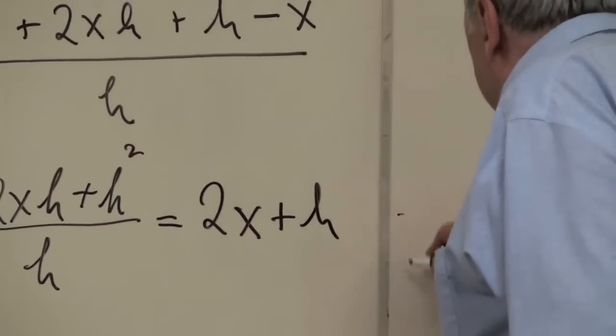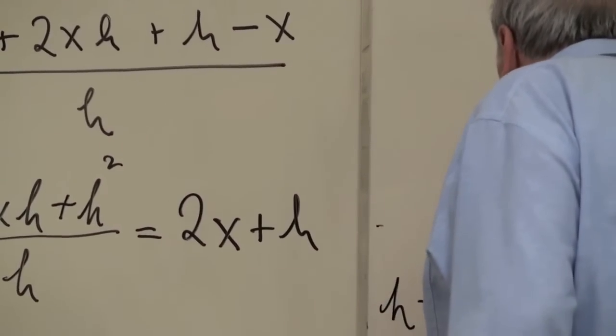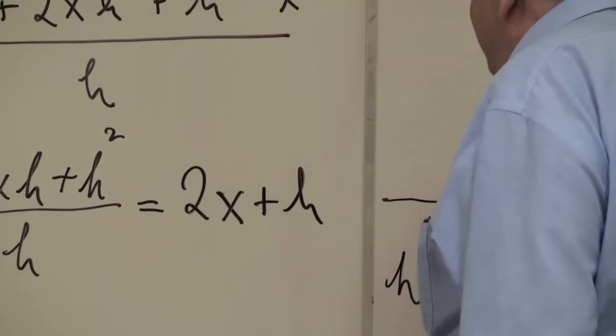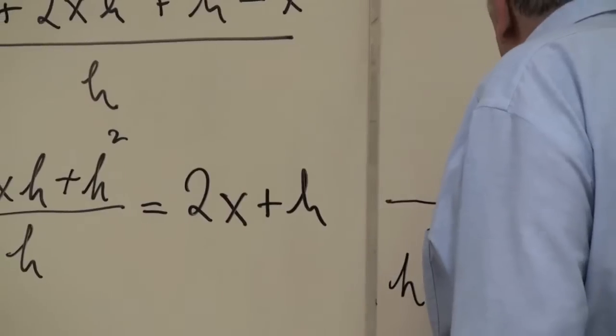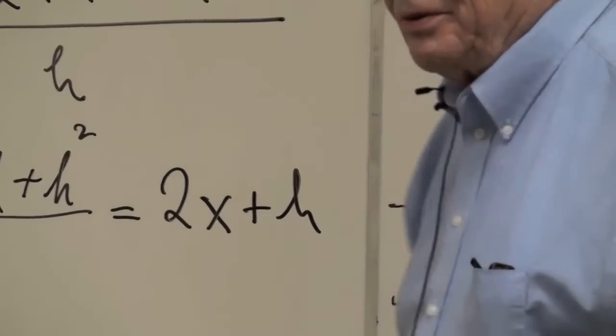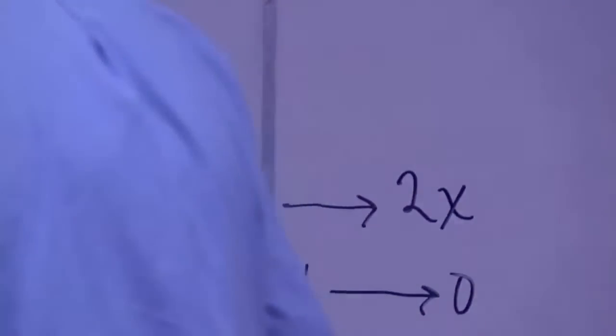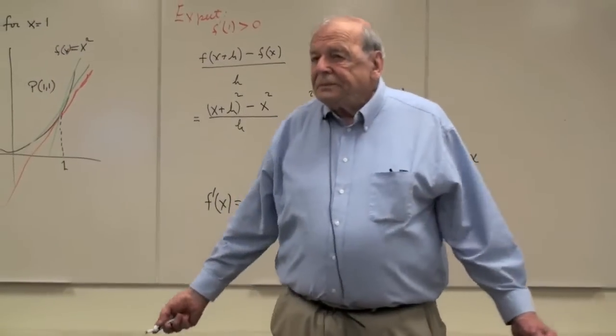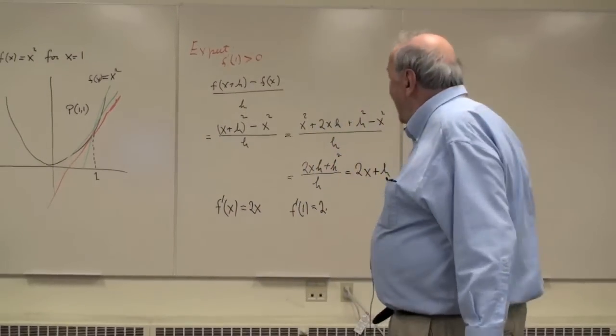And now I let h approach 0. And when that happens, what happens to this expression here? It gets closer and closer to 2x, from which I can conclude that the derivative f prime of x is equal to 2x. And in particular, I said I wanted it at 1, so f prime of 1 is equal to 2. And that's it.